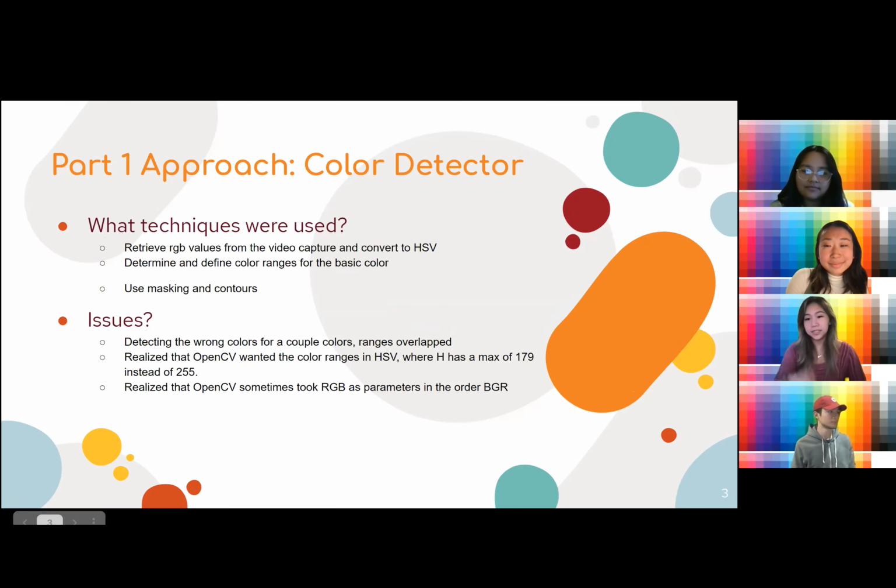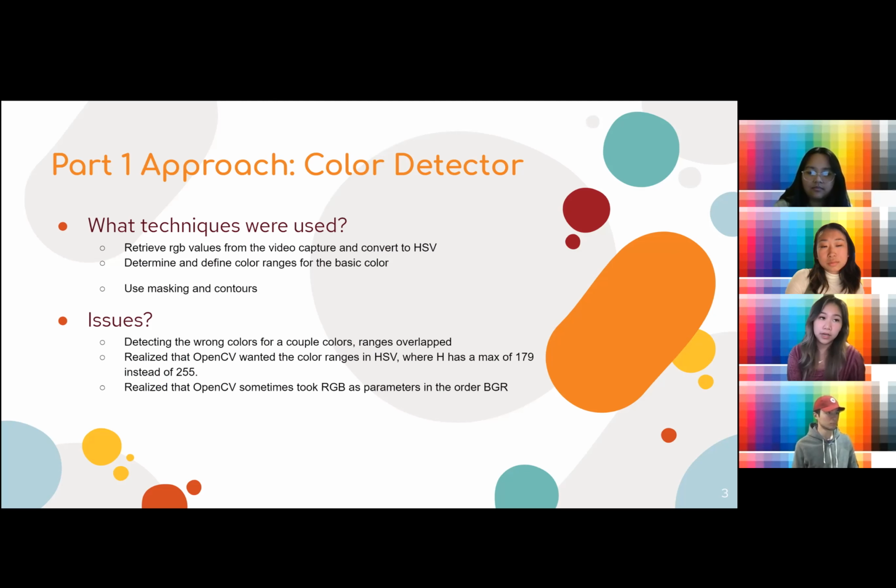Going into more detail about the color detector, we use OpenCV so that we're able to utilize the webcam on our laptop. We basically get the RGB values that are outputted from the video capture and we convert them to HSV. This way we can define color ranges for a basic color, which means we're taking a really light blue, for example, and a really dark blue, and classifying it as just a general blue. We also use color masking and contours so that we're able to identify the actual outline of the object and not get it blended in with other objects.